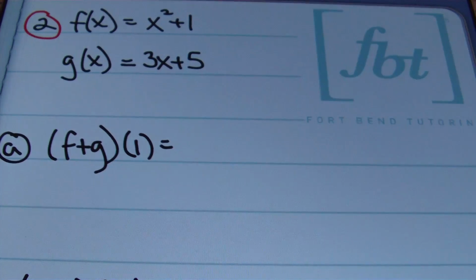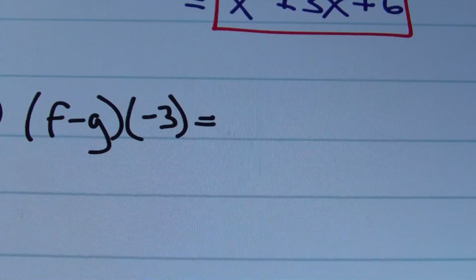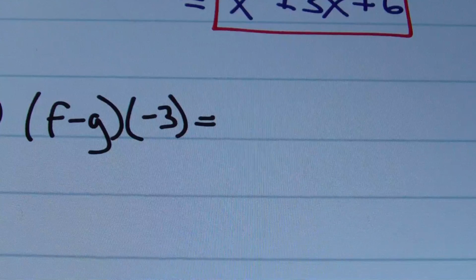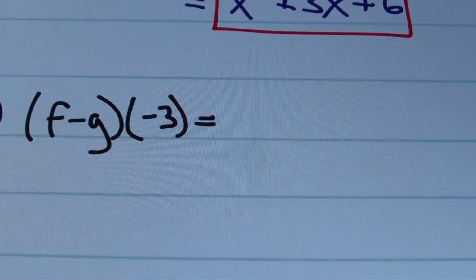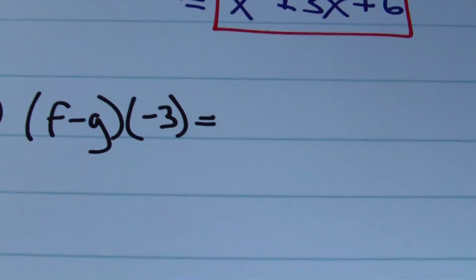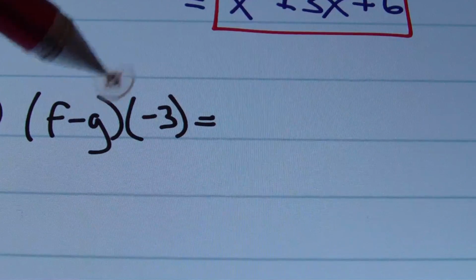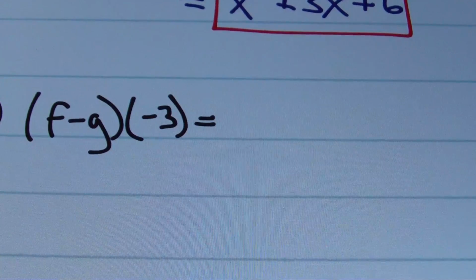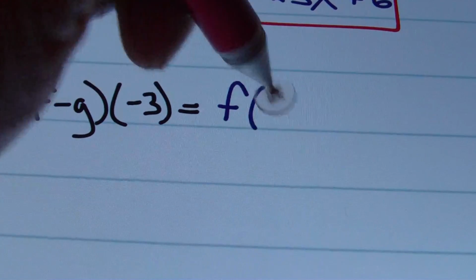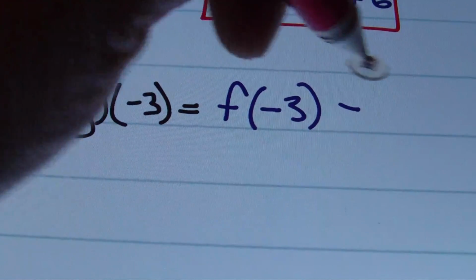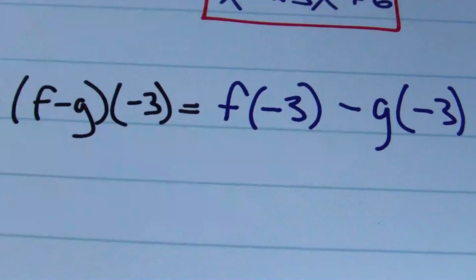Finally, we're on to problem number 2. How about that? In problem number 2, I have f of x equals x squared plus 1, g of x equals 3x plus 5. So here in problem 2b, they're looking to find f minus g of negative 3. So being as though I'm not already given my f minus g of x, I'm going to go ahead and do the following. I'm going to go ahead and find out what f of negative 3 is, and then I'm going to subtract from that g of negative 3.